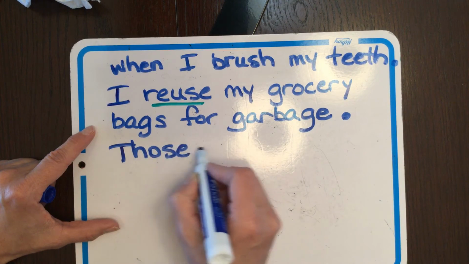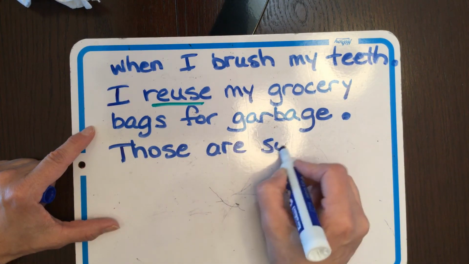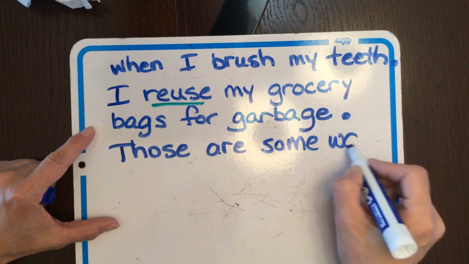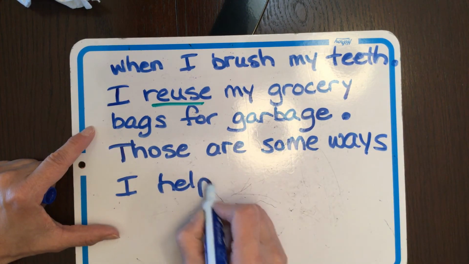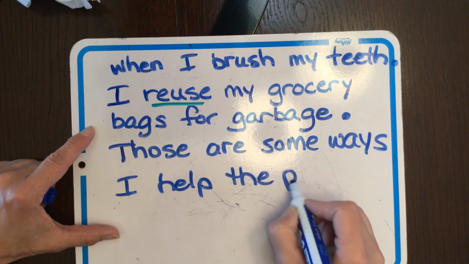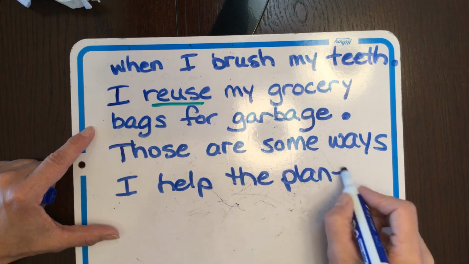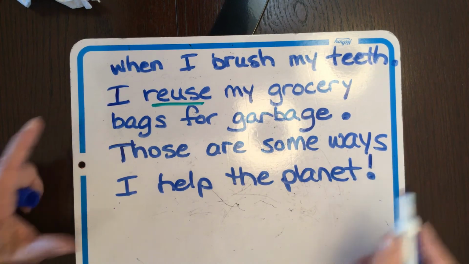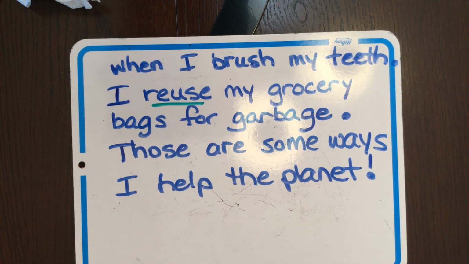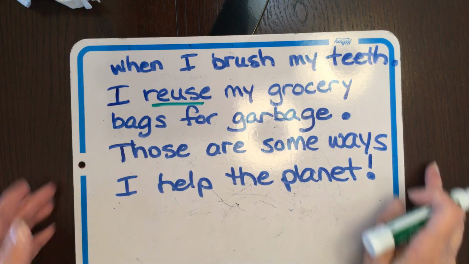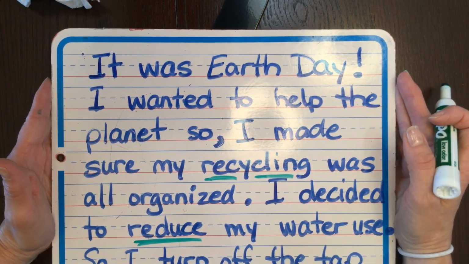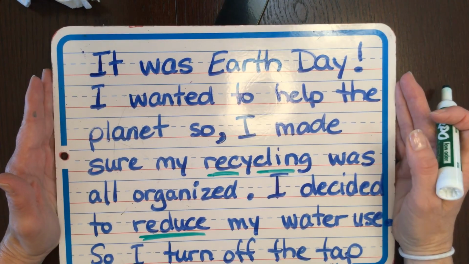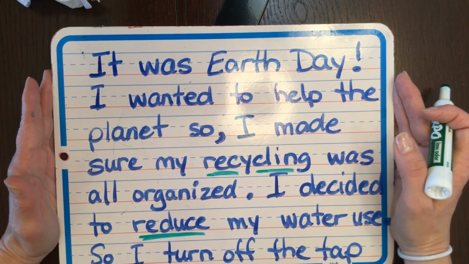Those are some ways I help the planet. Remember at the beginning, that's what I said I wanted to do? Those are some ways I help the planet. I'm going to use an exclamation mark for that. So I have an ending sentence. Those are some ways I help the planet. I have a beginning sentence. It was Earth Day. And in the middle, I have my sentences that use the words reduce, reuse, and recycle.